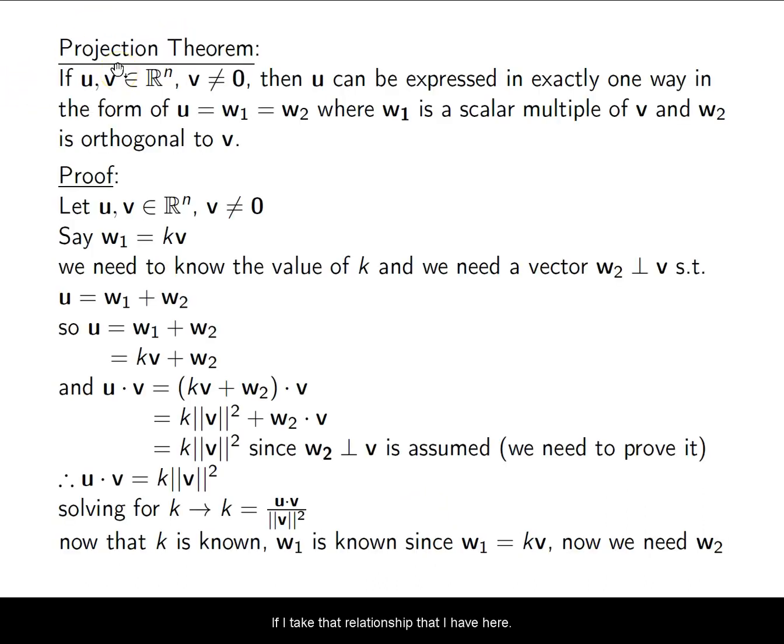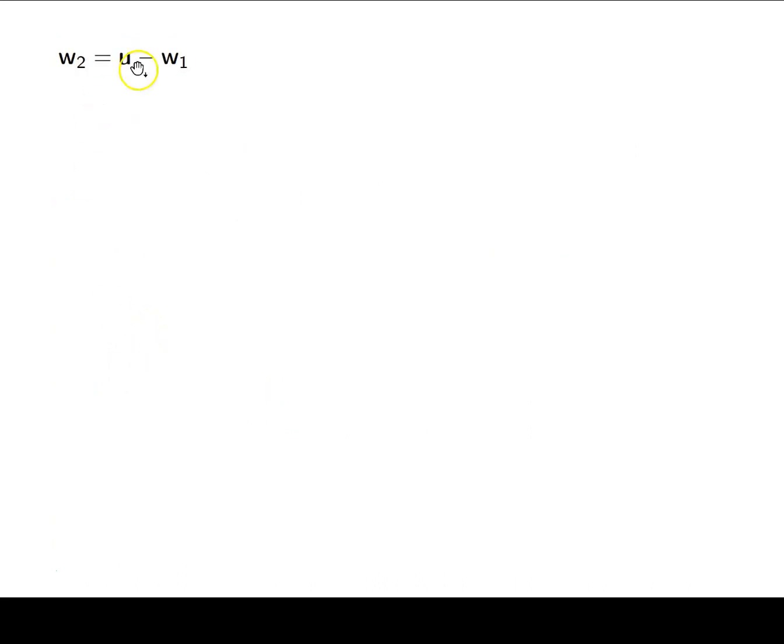Again, if I take that relationship I have here and solve for W2, it should be u minus W1. I know what u is, I know what W1 is, and I'm trying to figure out what W2 is. So W2 is going to be u minus this W1, which is equal to KV, which is the same as u dot product v over norm squared of v times that vector v. I'm just making these substitutions, and that's my value of W2.